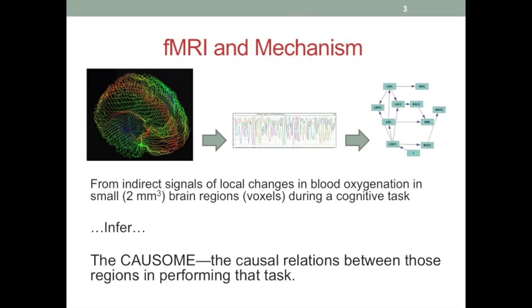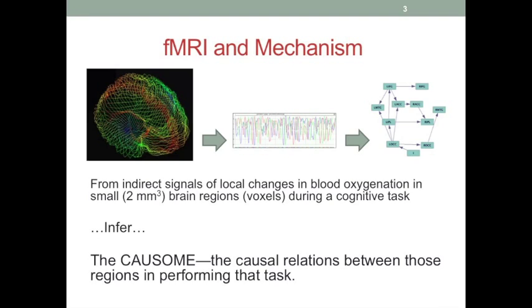So here's the basic problem for trying to get mechanism from fMRI. You've got fMRI measurements, which are indirect signals of local changes in blood oxygenation in small voxels or cubic regions, typically 2 millimeters or so, during a cognitive task or at rest. And from this, you're supposed to infer what we're going to call the causome, the causal relationships between these regions performing that task. And we use the word causome rhetorically to distinguish ourselves from the connectome, which is a commonly used word in fMRI, which is simply an undirected graph over the regions.